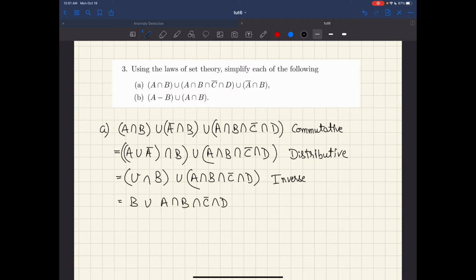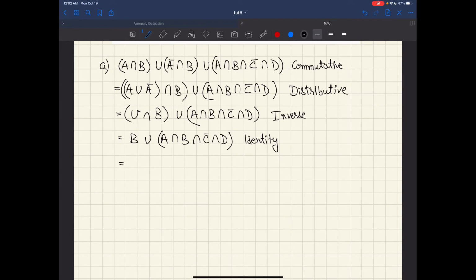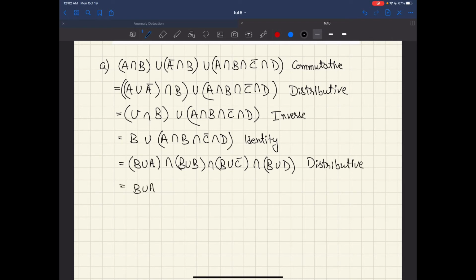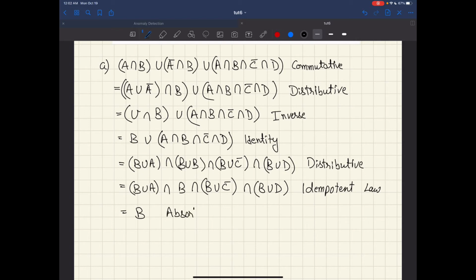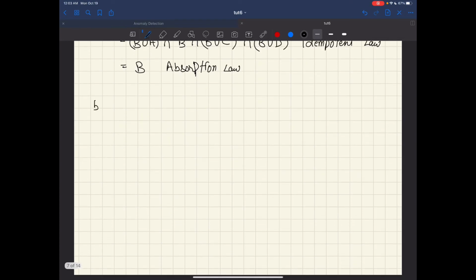Here, using the identity law, universe intersection with B will give you B. And again, we use the distributive law to open them up once more. Now, as you can see, there's one B union B, so using the idempotent law, it leaves you with just a single B. And there's a B and a union in all these elements, so you can use the absorption law, because in the union only one thing needs to be true. So using the absorption law, it comes out to be B.